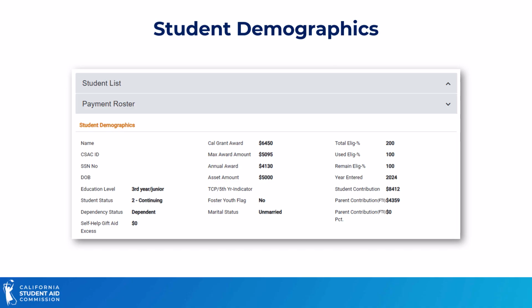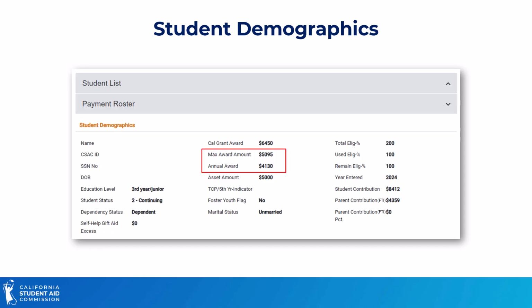This section includes the student's personal identifiers, their education level, student attendance status, and dependency status, as well as their self-help gift aid excess. In this field, you will see if any of the self-help aid reported by your school was included in the MCS award calculation. In the next column, you will see the annual Cal Grant award amount as it appeared on the Cal Grant roster at the time of initial MCS awarding. This field is informational only and is not updated with subsequent transactions.